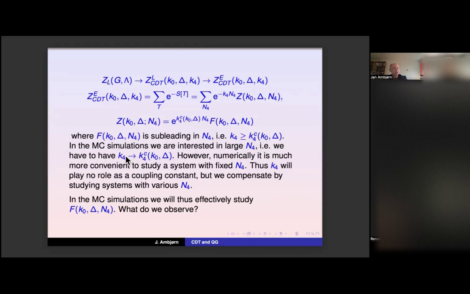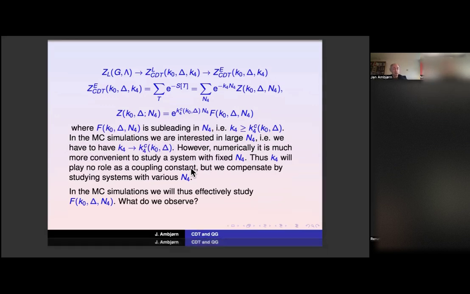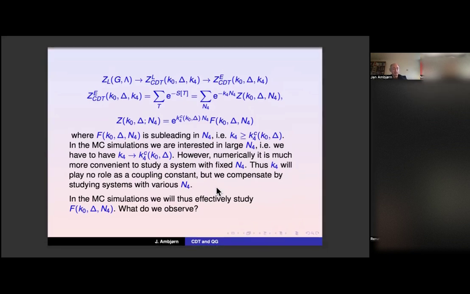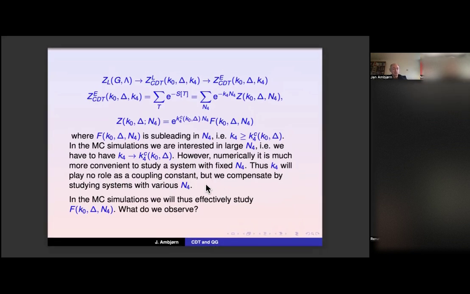So we have to study the region where K4 goes to K4 critical. However, from a numerical point of view, it is much more convenient to study a system with fixed N4. And thus K4 will not play the role of a coupling constant in the simulations, not directly, but we compensate for that by studying the systems for various N4s. And then one can make the connection between these situations. So one can say that effectively what we are doing in the Monte Carlo simulations is studying the sub-leading part of this expression here.